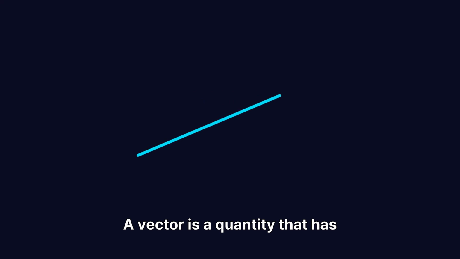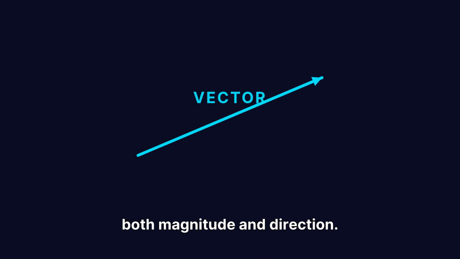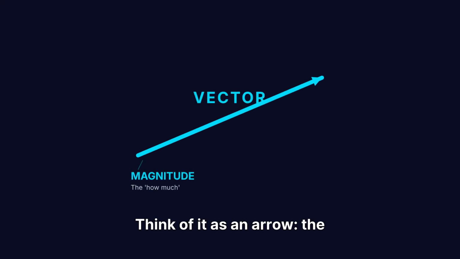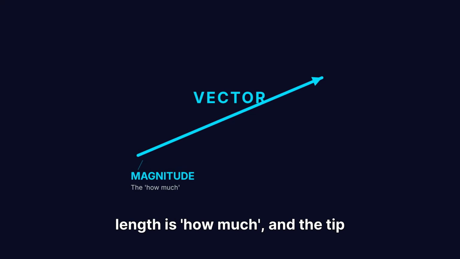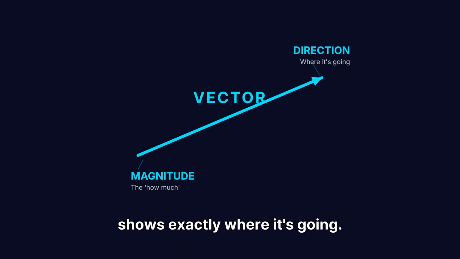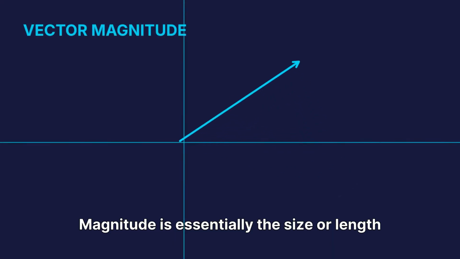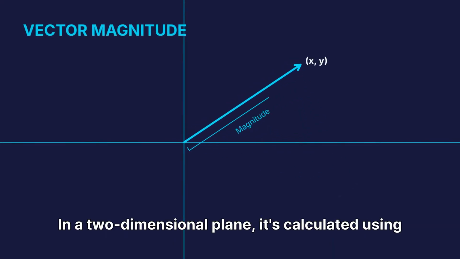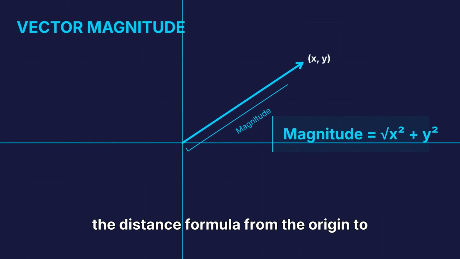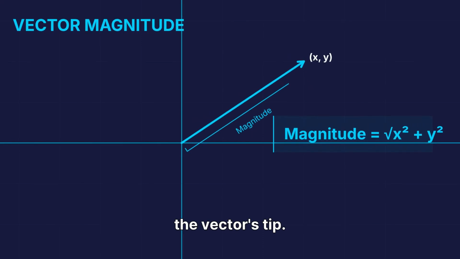A vector is a quantity that has both magnitude and direction. Think of it as an arrow. The length is how much, and the tip shows exactly where it's going. Magnitude is essentially the size or length of the vector. In a two-dimensional plane, it's calculated using the distance formula from the origin to the vector's tip.